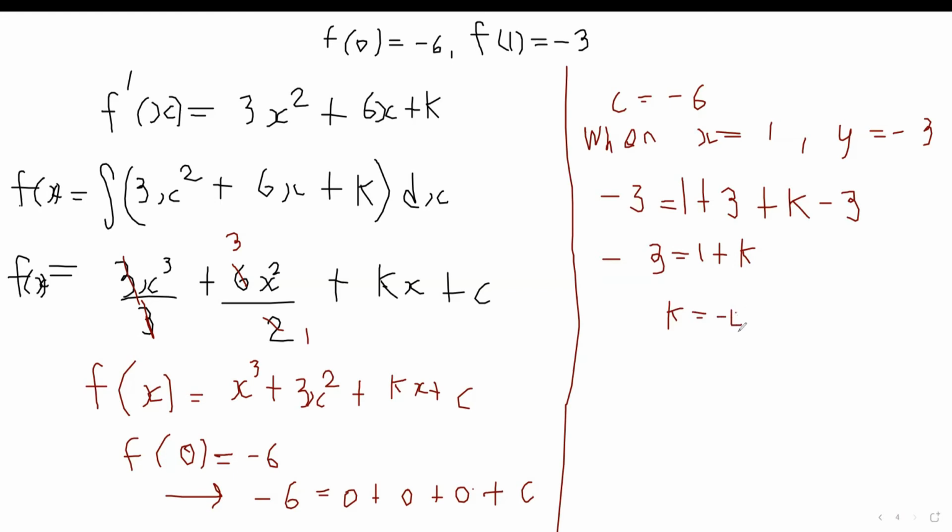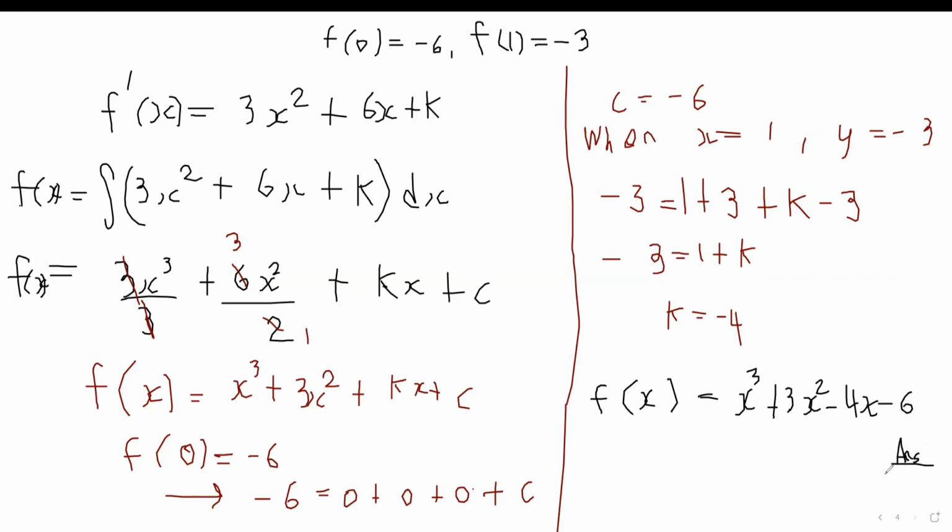Since k is negative 4, you can write down your function f of x now. So this is your answer. f of x will be equal to x cubed plus 3x squared plus kx, which is really minus 4x. Then you write plus your c, and your c is minus 6. And that's your answer. All right, nice and easy.